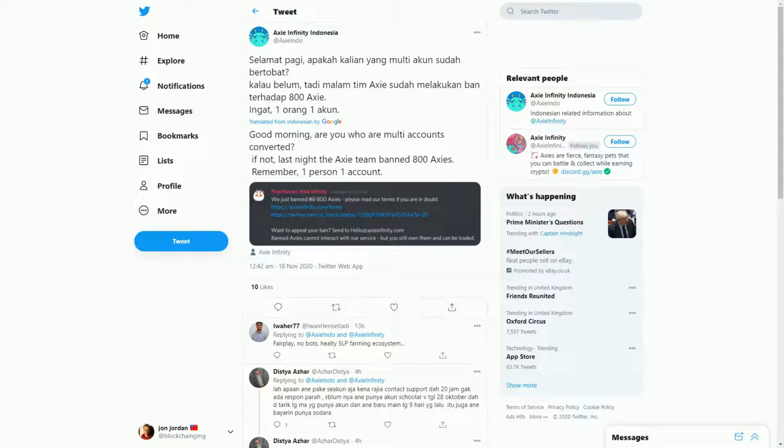So this here looks like it is from Discord, and this is Psychout, Alexander, who's the COO of Axie Infinity. He's just reminding everyone we banned 800 Axies. So what they've done here is they've tracked down the Chinese team who were using one account with multiple people, and they have banned 800 Axies. So this is interesting. The Axies are the NFTs.